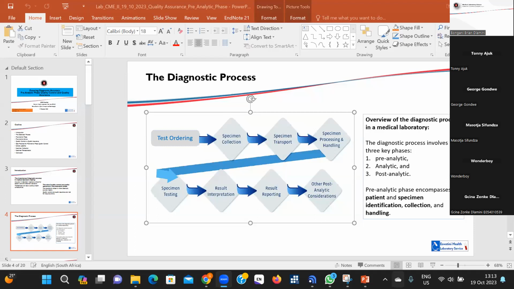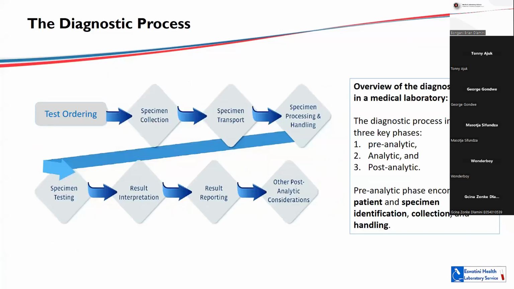Okay, I was saying our diagnostic process. In the pre-analytical phase, we start by having the clinician write the examination requirement, known as the request form. So we order the tests, then the clients come for sample collection, or sometimes they bring the samples together with the examination request to the laboratory. That is still part of the pre-analytical phase.